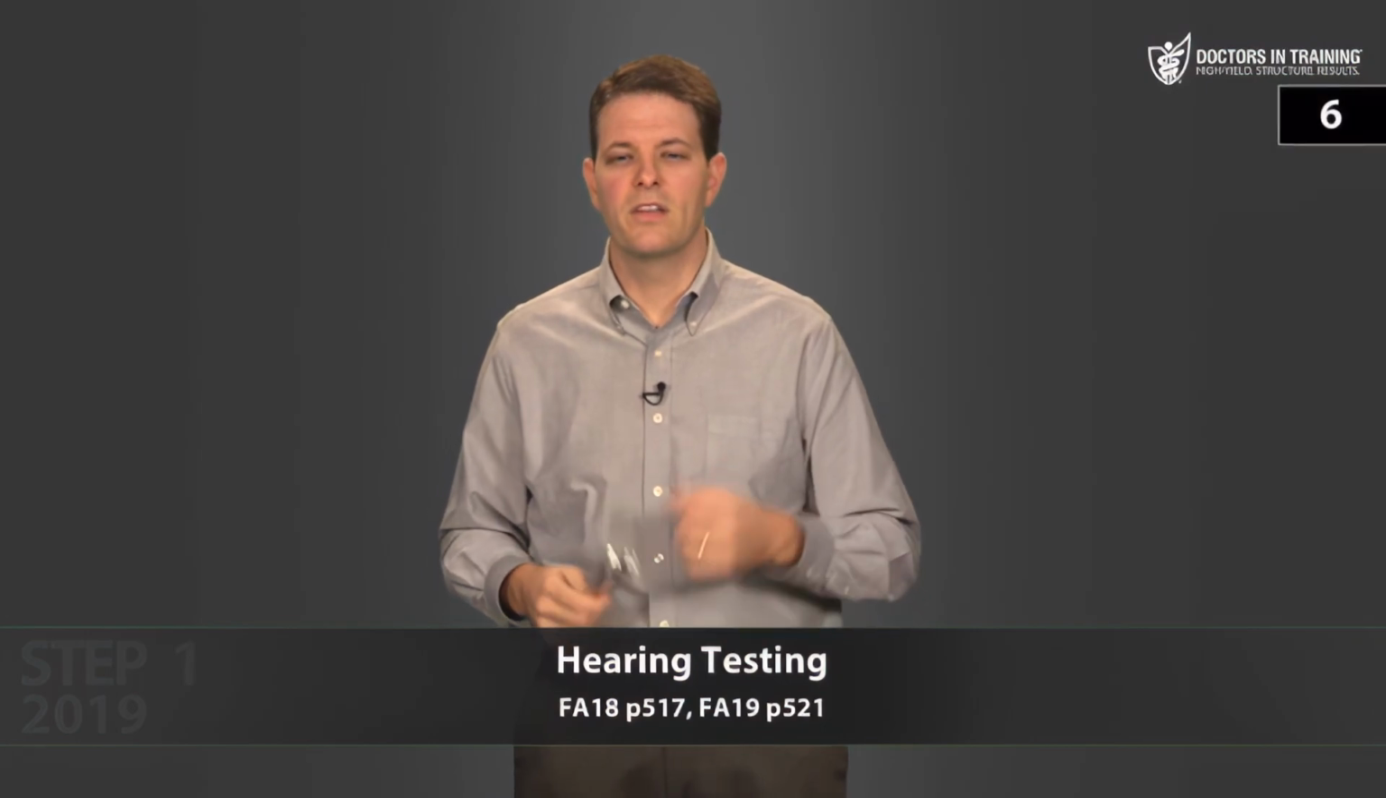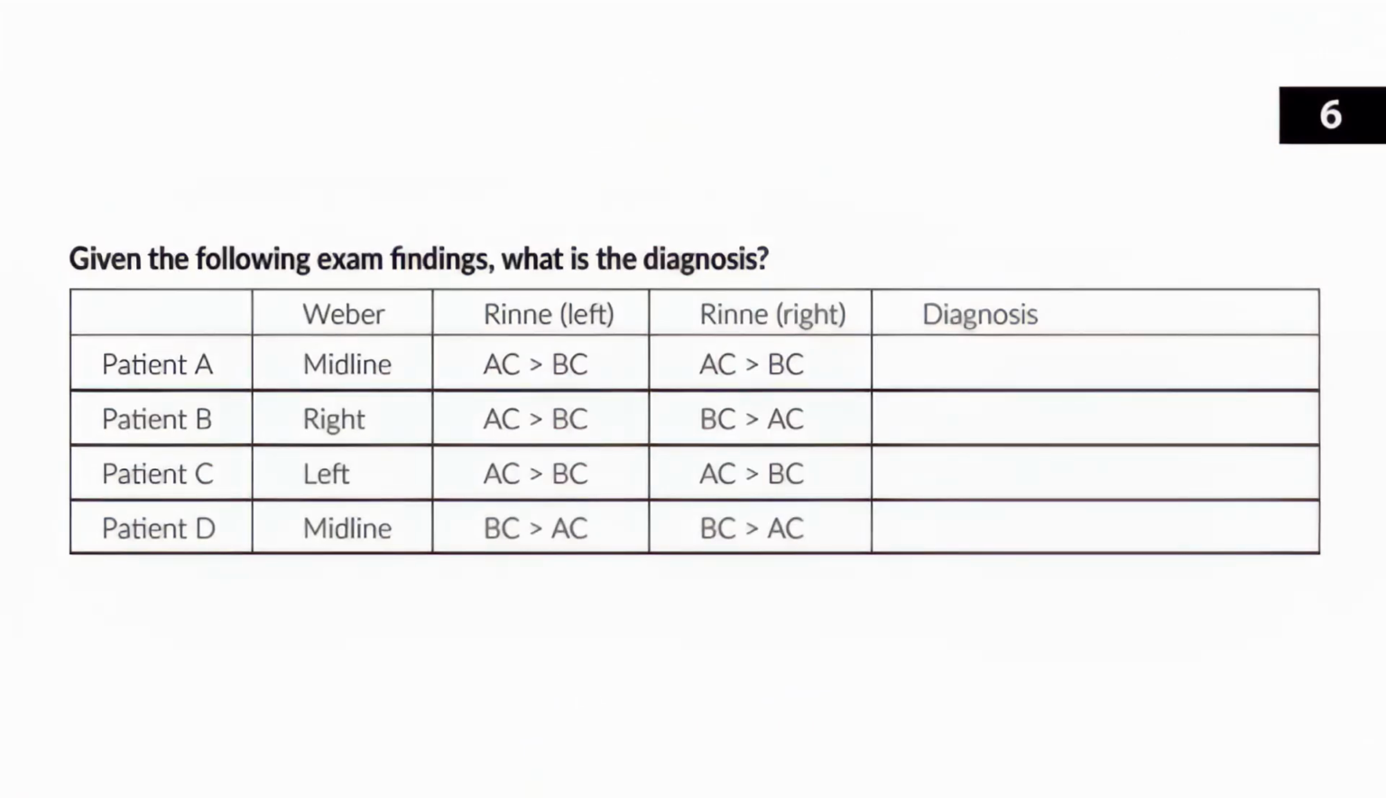So now let's get some practice interpreting these. We've given you complete results of the Weber test and the Rinne test on each side, and you have to figure out whether the patient has conductive loss on the left or sensorineural hearing loss on the right or whatever. So pause the video and try to figure these out. All right, here are the answers. Patient A's Weber test is midline, and that's normal.